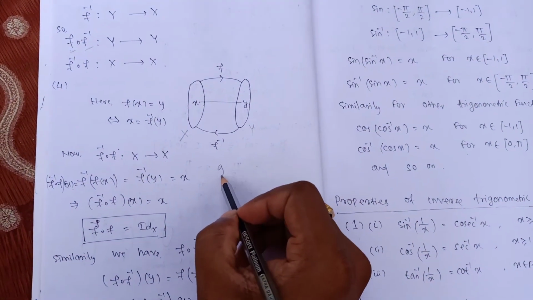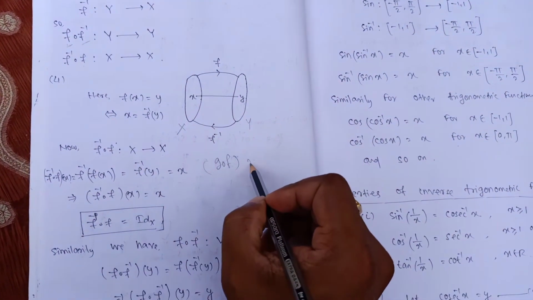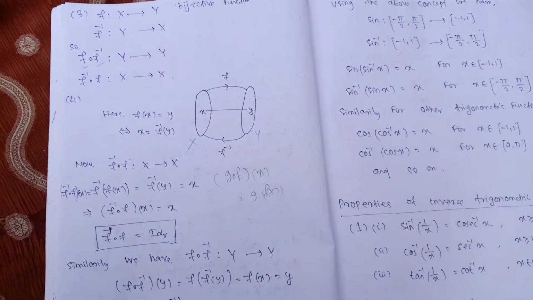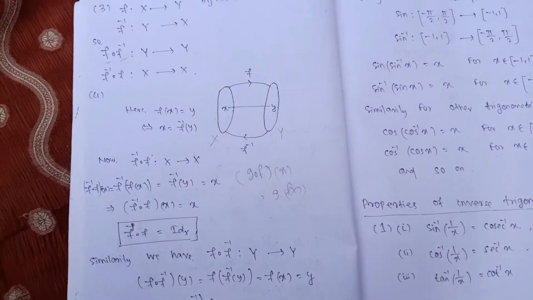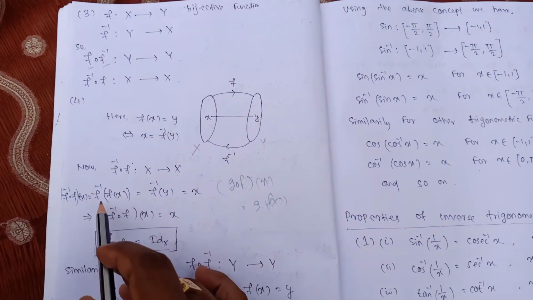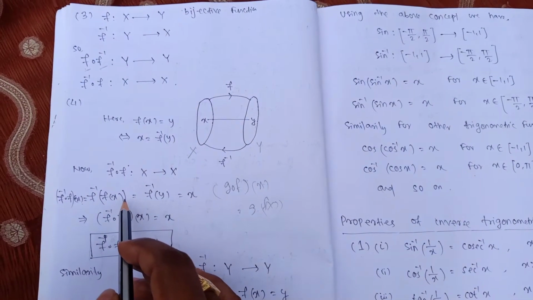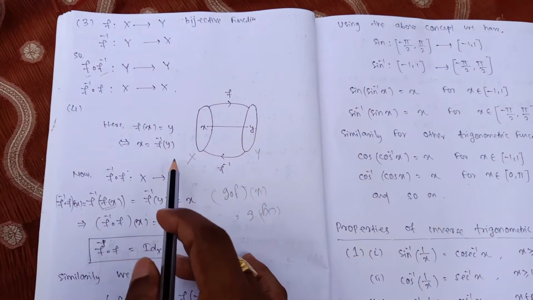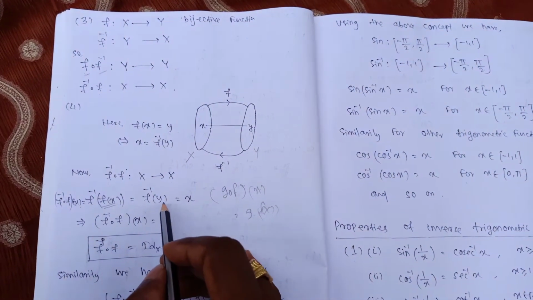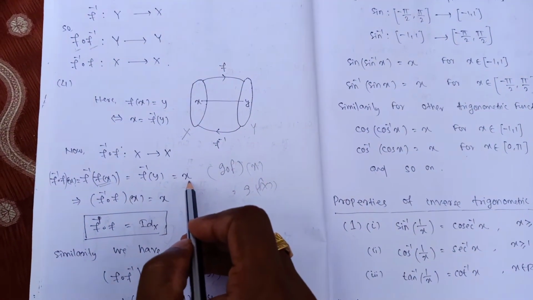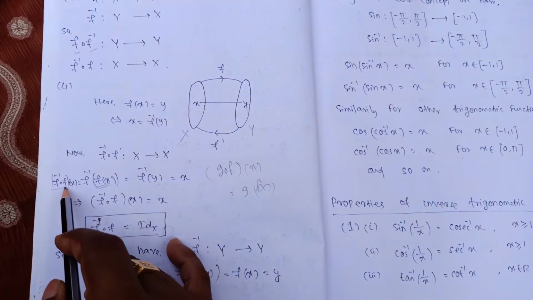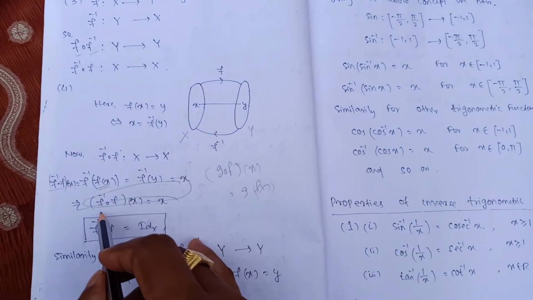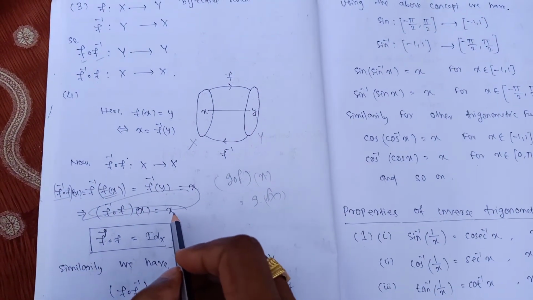Remember, we have g∘f of x is always g of f of x. Similarly, f inverse composed with f of x is equal to f inverse of f of x. What is f of x? f of x is y. What is f inverse of y? It is x. So what do we get? The f inverse of f of x is equal to x. We get here that f inverse composed with f of x is equal to x.